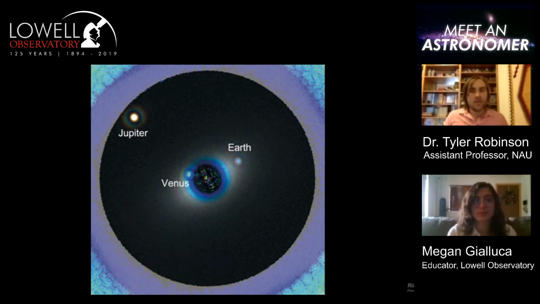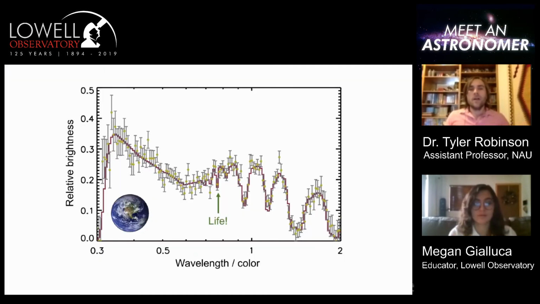And so with these missions, you would be able to take the light from that potentially Earth-like planet and disperse it, so break it up into its constituent colors, such that you have a spectrum. And so here's a spectrum of our planet shown as the relative brightness of the planet at different wavelengths, which is what the astronomers use. You can think about those as being colors.